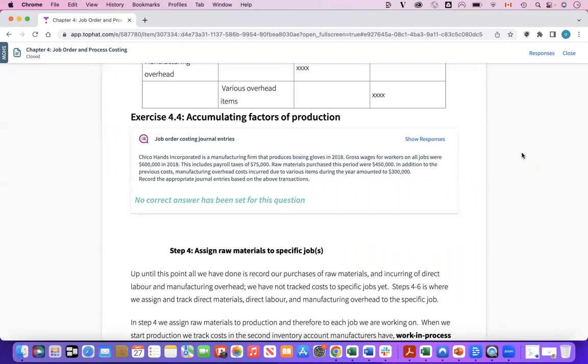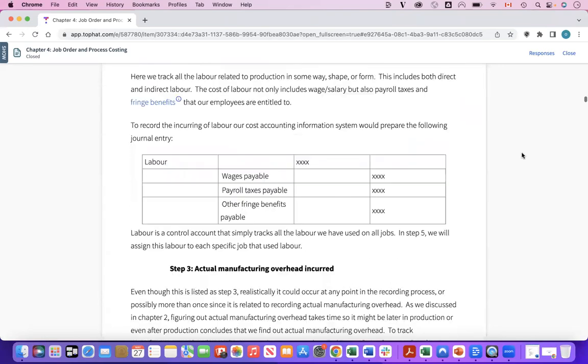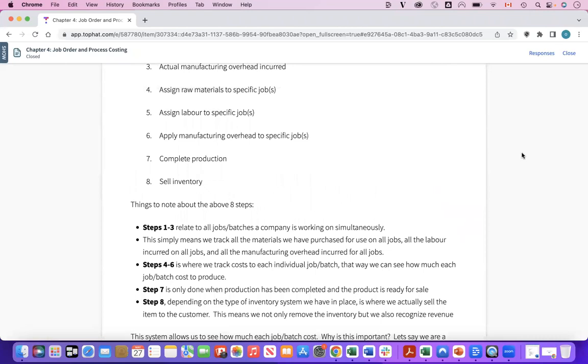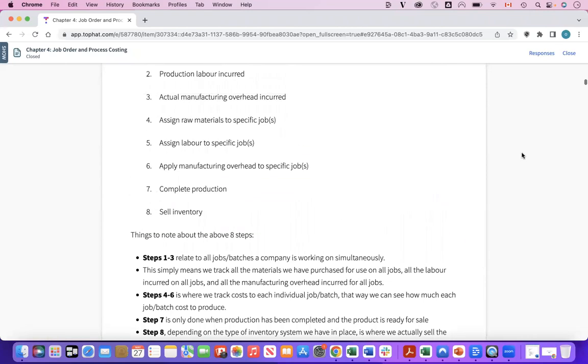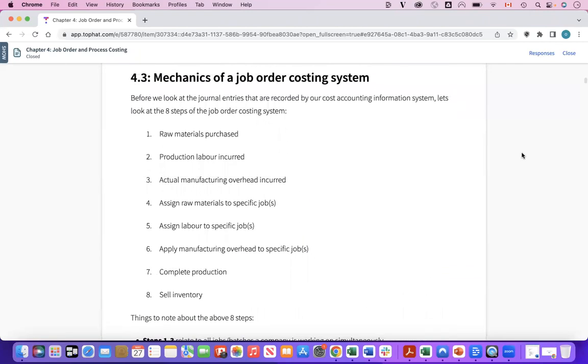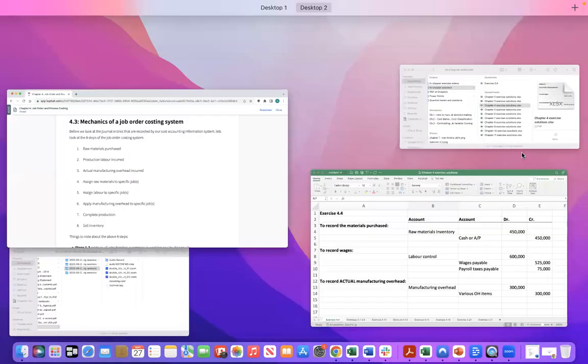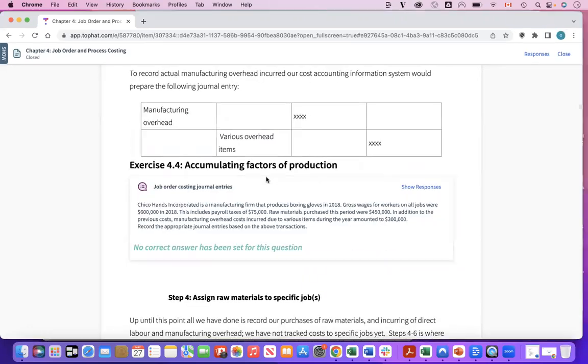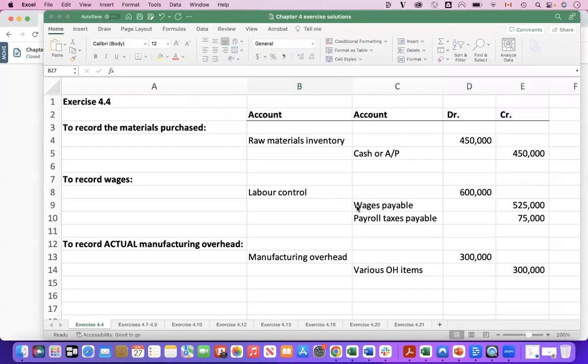transactions. So a reminder, these are essentially what we're doing here. If you think of that 8-step process, including selling the inventory, 7 steps to complete production, we are looking at steps 1 through 3: raw materials being purchased, production labor being incurred, and actual manufacturing overhead being incurred. So if we want to go back to the question here and prepare the journal entries for that, it's going to look like this.